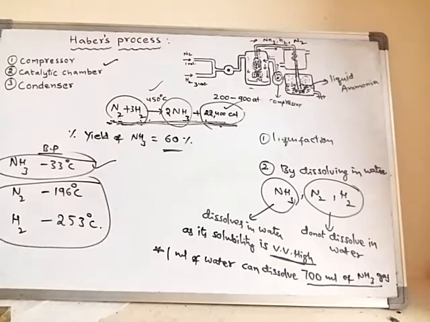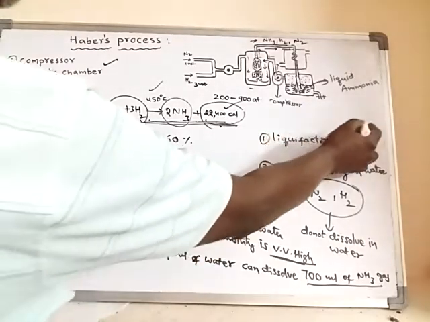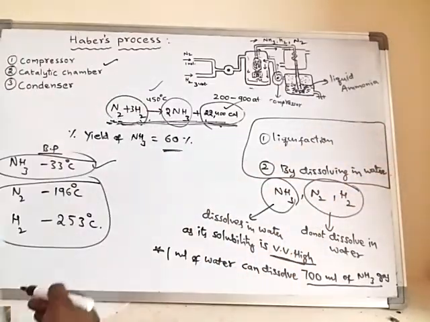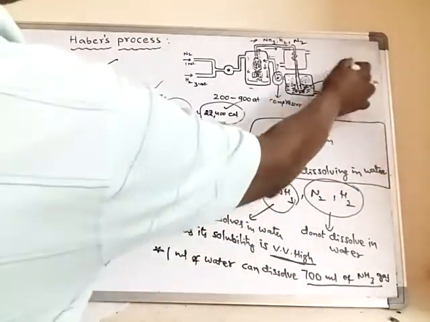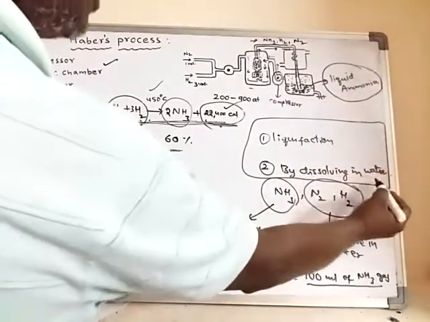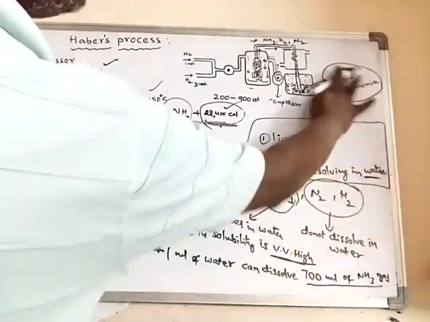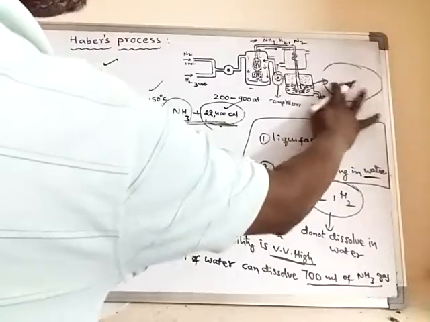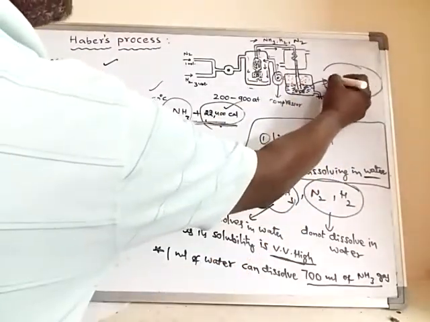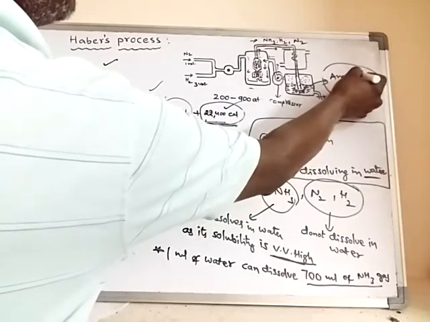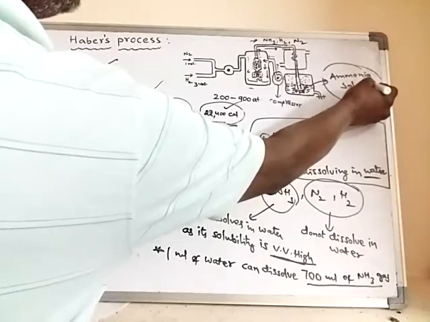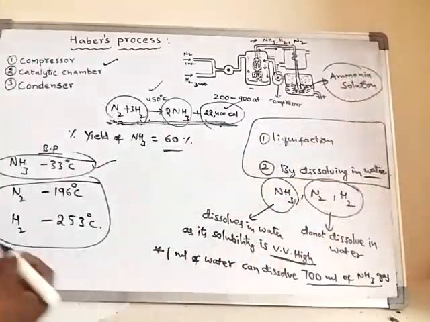So that means here finally we will get ammonia in the form of liquid ammonia, the ammonia solution. When we use water, it is said to be ammonia solution. From ammonia solution we can easily collect ammonia.